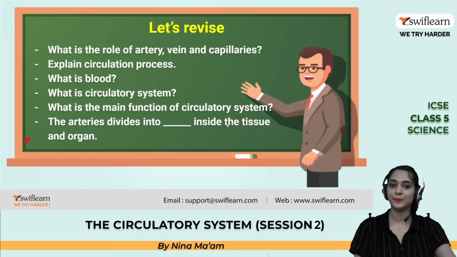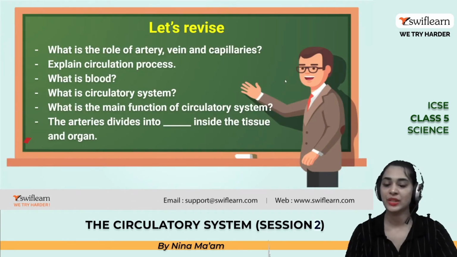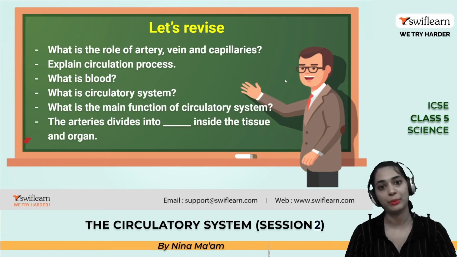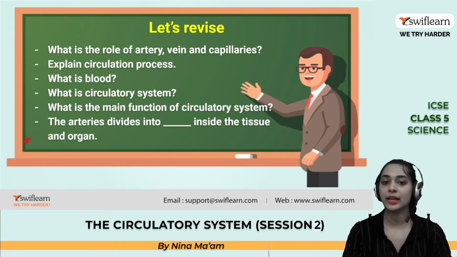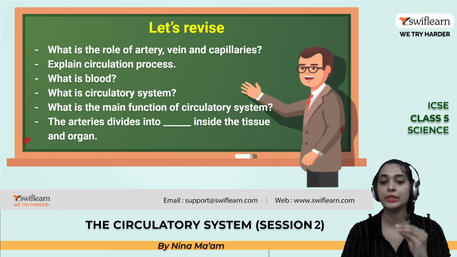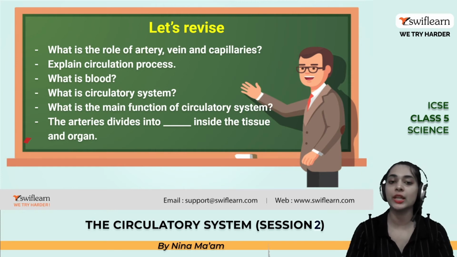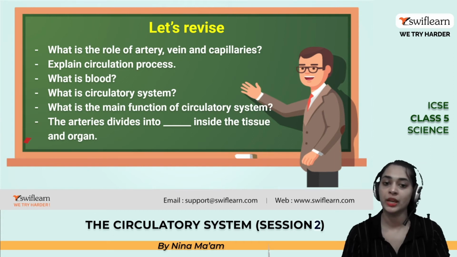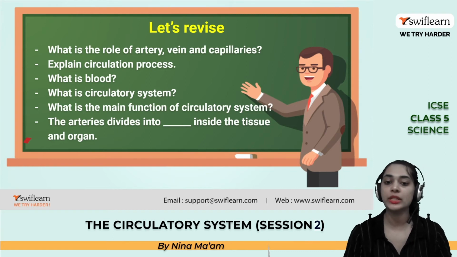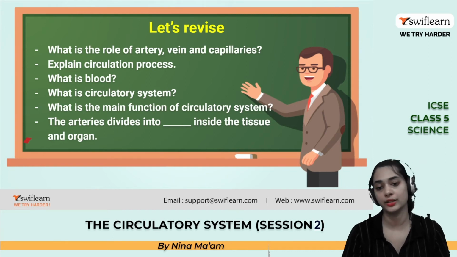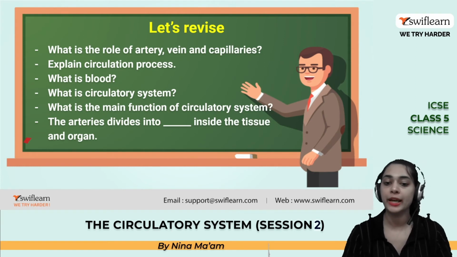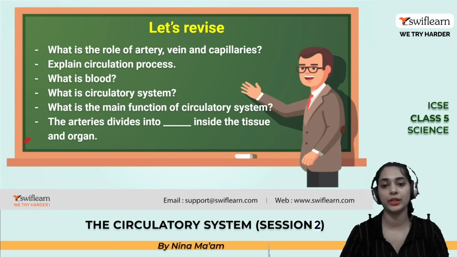I hope it's clear. So let's revise. What is the role of artery, vein and capillaries? The capillaries connect the arteries to veins. The arteries deliver the oxygen-rich blood to the capillaries, where the actual exchange of oxygen and carbon dioxide occurs. The capillaries deliver the waste-rich blood to the veins for transport back to the lungs and the heart. So veins carry the blood back to the heart. Those are the roles of artery, veins and capillaries.